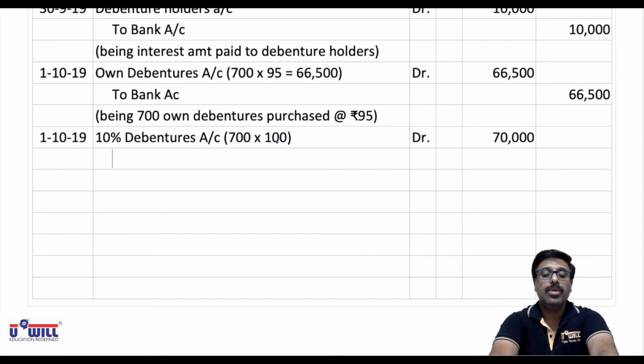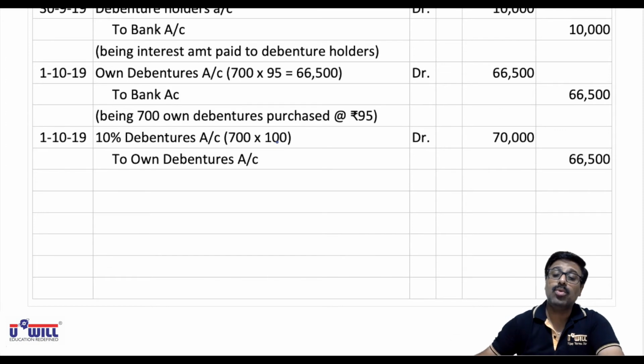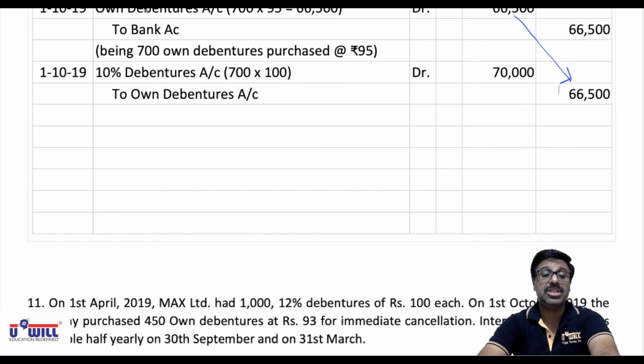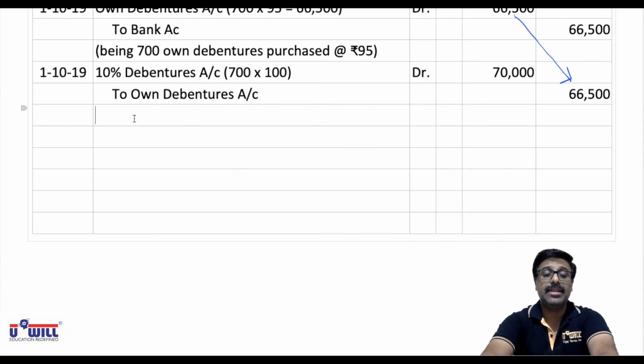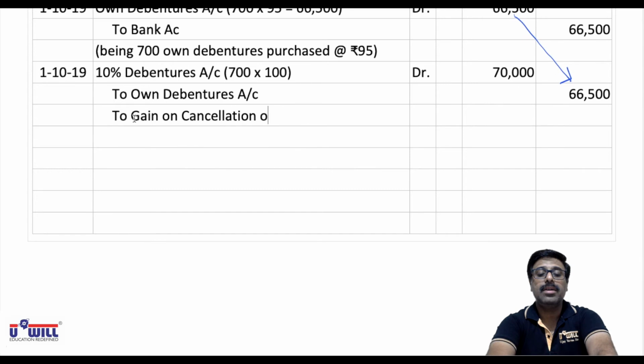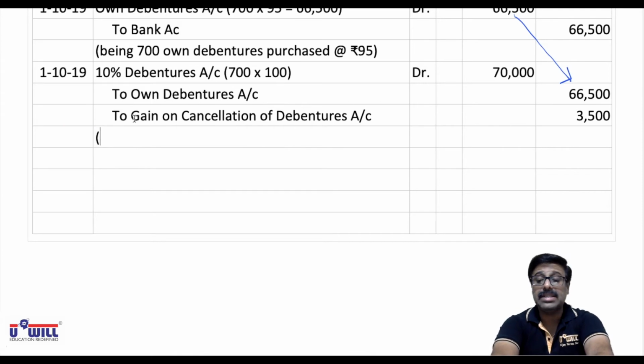Now, to own debentures account. Own debentures we have purchased for 66,500, which we will cancel. And the remaining is our profit because we have purchased at a lower price. I repeat, as we have purchased at a lower price, the remaining amount will be our profit. So for that, we'll transfer it to gain on cancellation of debentures account with the difference amount of 3,500. As I discussed with you, if the difference remains in the debit column, it's our loss, and we'll transfer it to loss on cancellation of debentures. If the difference remains in the credit column, it is our profit. So that will be transferred to gain on cancellation of debentures account.